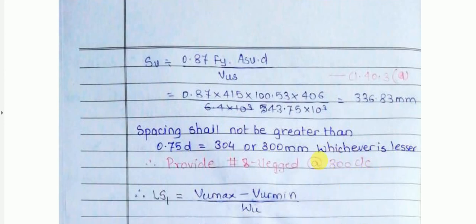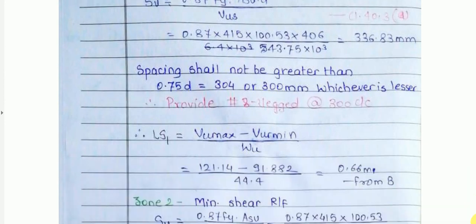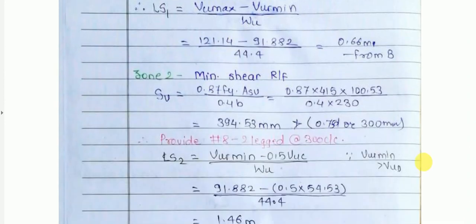And for these stirrups, now the length of the zone 1 is to be calculated, that is Ls1. It is equal to Vu max minus Vur minimum upon Wu. And for this length, here we are getting that length as 0.66 meter from B. So from support B, that length will be provided.